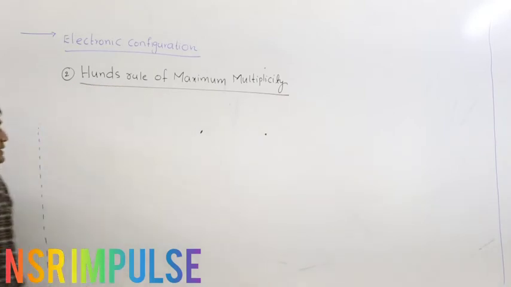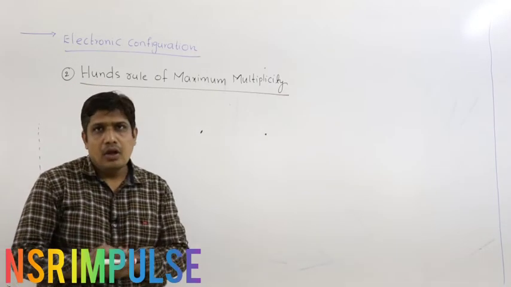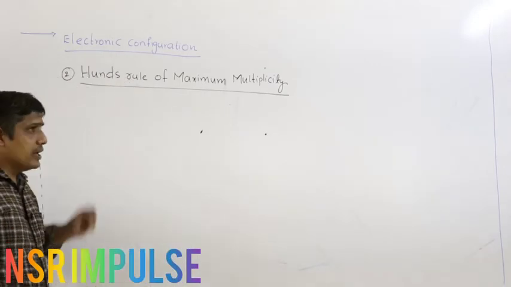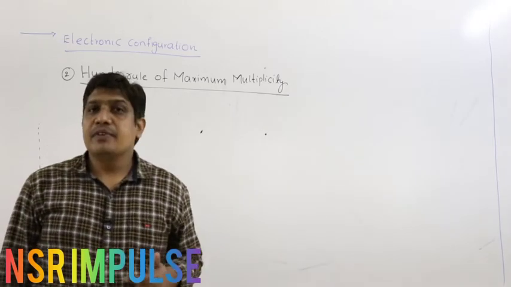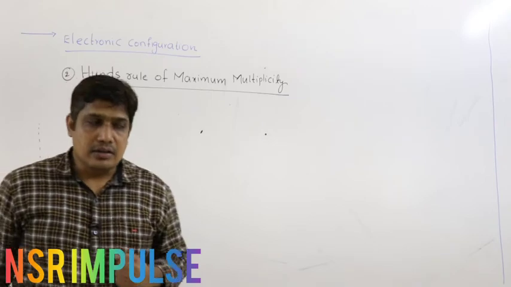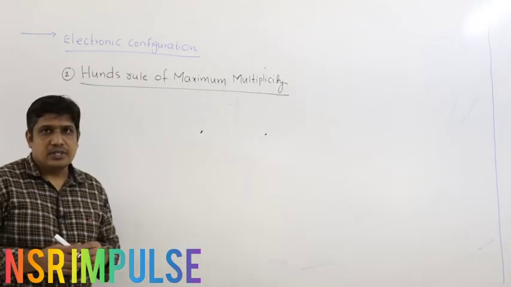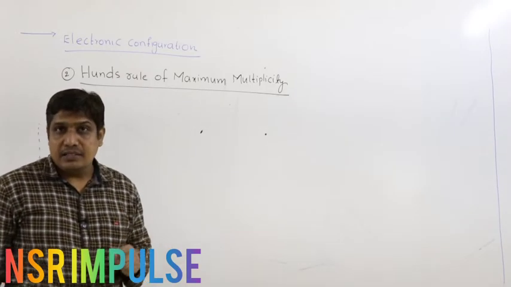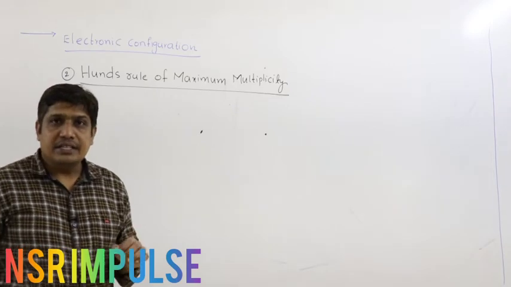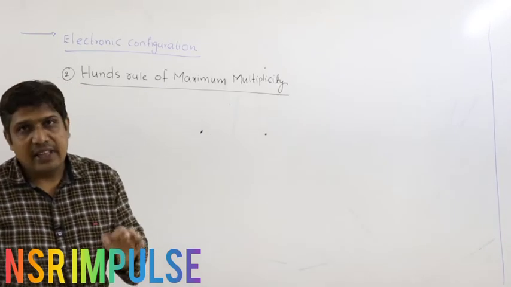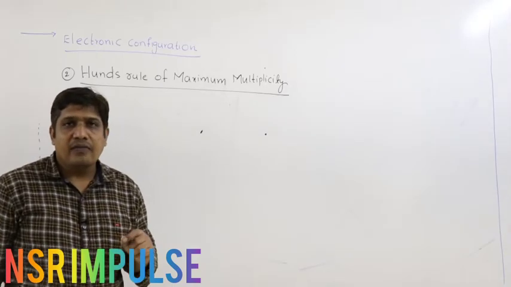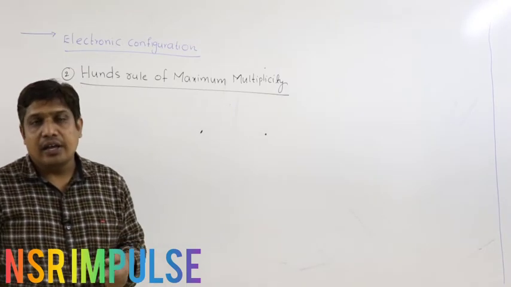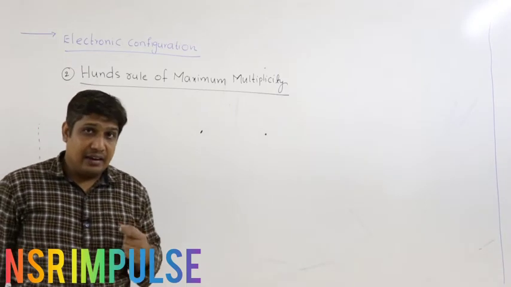Hund's rule of maximum multiplicity. What does this law explain? Here it explains how electrons can be filled in degenerate orbitals. Let us come back to the statement: pairing of electrons in degenerate orbitals can take place only after each degenerate orbital is filled with an electron. I repeat, pairing of electrons in degenerate orbitals can take place only after each orbital is filled with an electron.